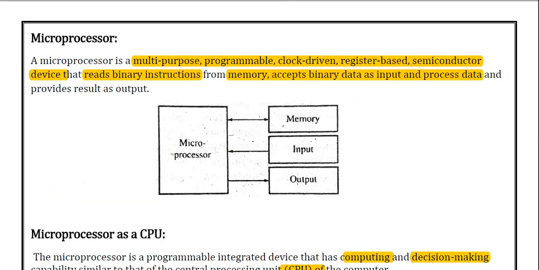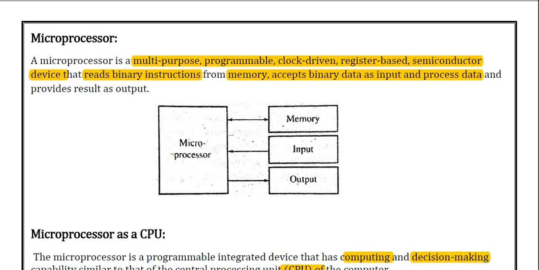First of all, we need to know what is microprocessor. A microprocessor is a multi-purpose programmable clock-driven resistor-based semiconductor device that reads binary instruction from memory and accepts the binary data as input and processes the data and provides the results. That means it does multiple tasks.